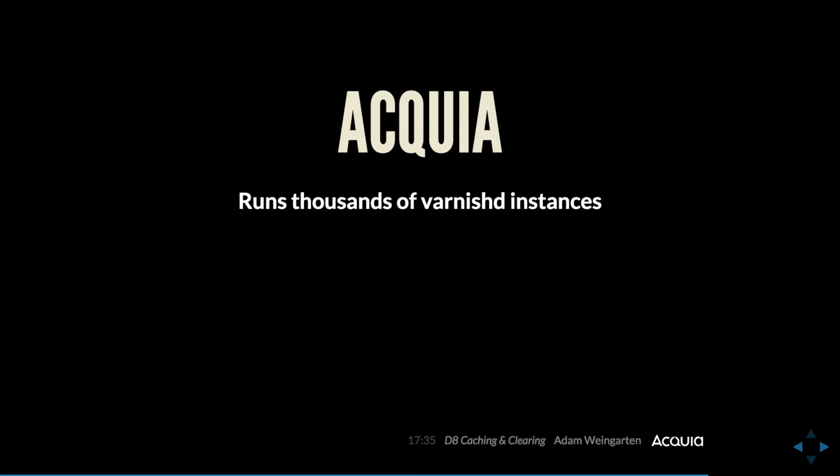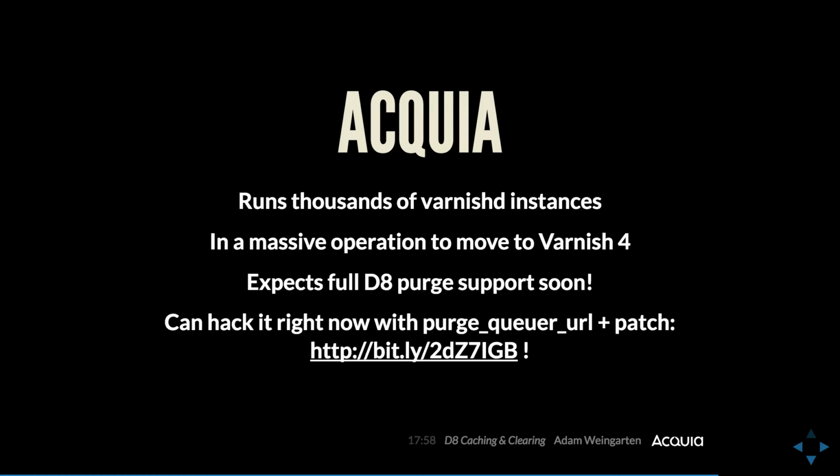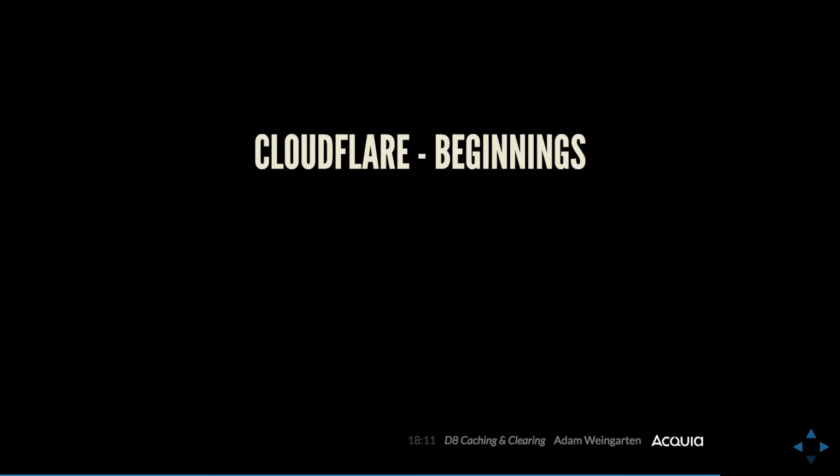So Acquia runs lots and lots of Varnish instances. We're in a big operation to move to Varnish 4. We're expecting to have D8 Purge support really, really soon. We don't currently support cache tag invalidation, but we do have an alpha program internally. And that should roll out probably in the next quarter or so, we're hoping. But there's a way to kind of hack it and make it all work. If you use the Purge by URL and this patch, you can actually do all of this today. And I think I'll show that to you later.